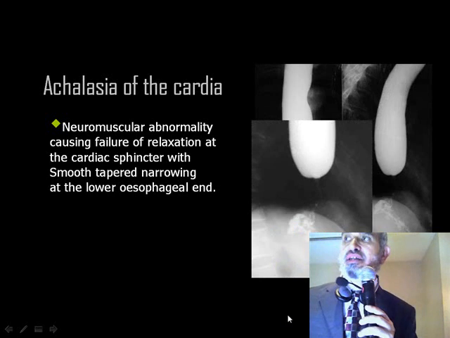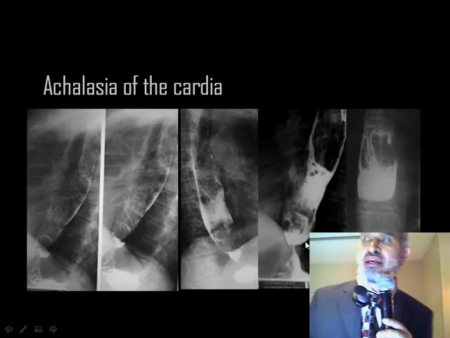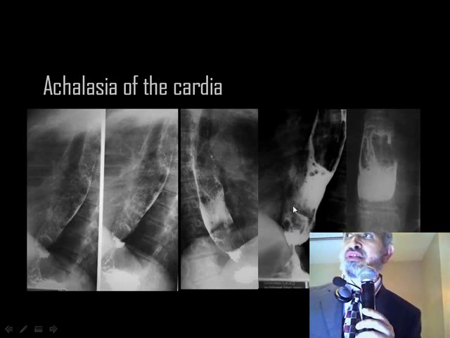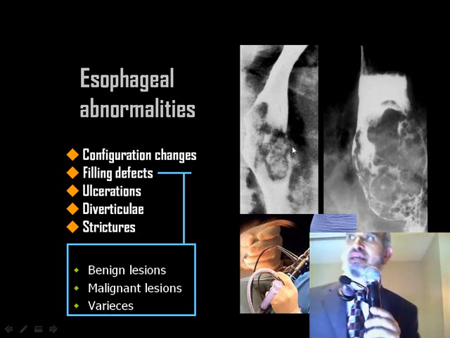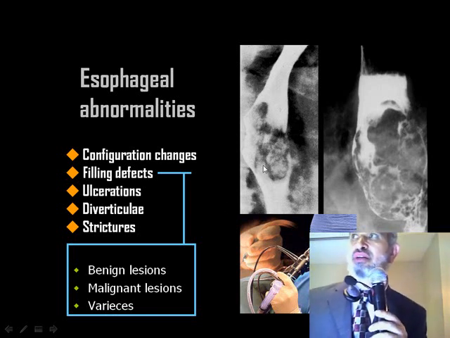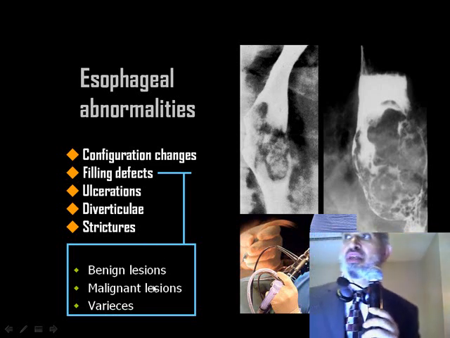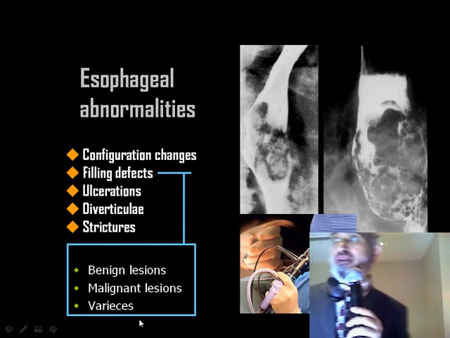Then you can easily reach the diagnosis, and this is another case of esophageal achalasia, and you can see the narrowing of the distal part of the esophagus and proximal esophageal dilatation. Then you see a filling defect inside the esophagus, and filling defects may be due to benign or malignant lesions, and also we get filling defects secondary to varices, esophageal varices.